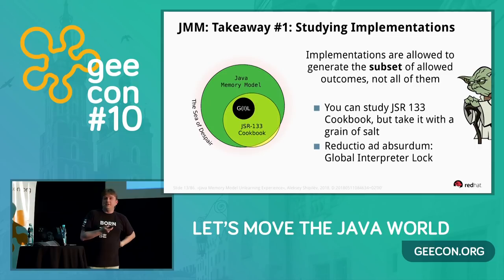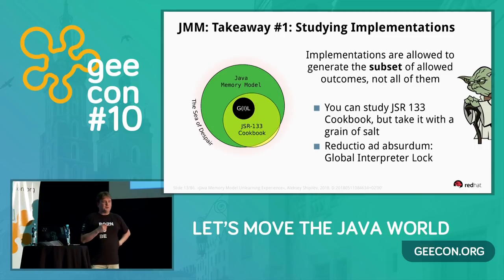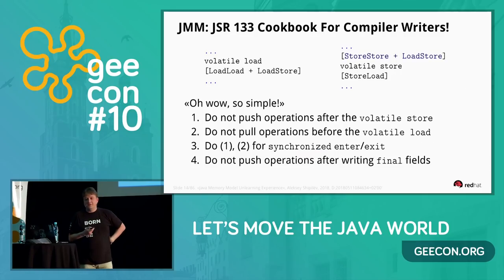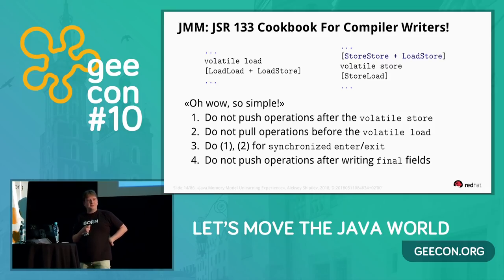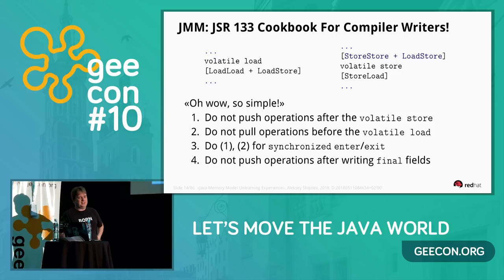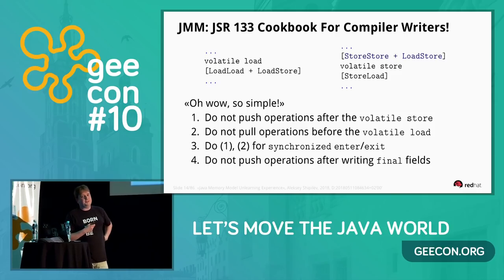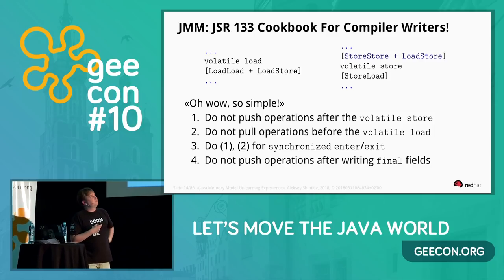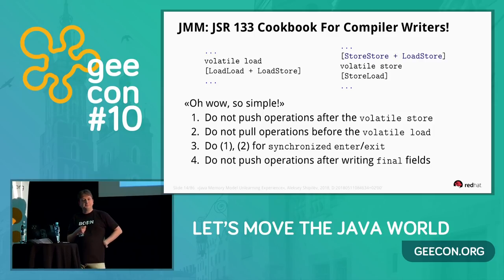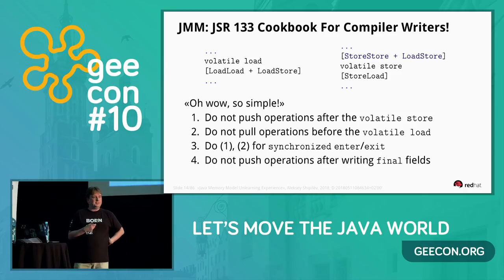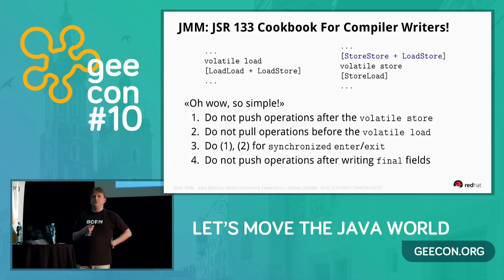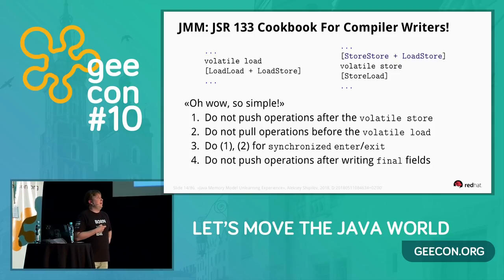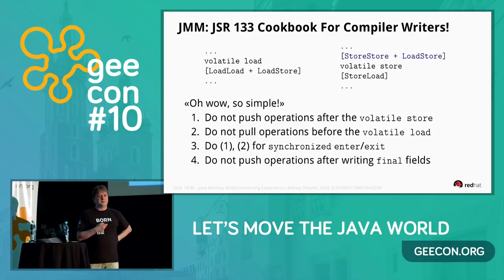So the people who are exposed to the algebraic derivations of JMM just Google stuff, and they come to the JSR 133 cookbook for compiler writers, which says, hey, if you want to have a JMM-compatible runtime, this is what you do. If you have a volatile load, you have to make sure that the operations after the volatile load are not reordered before it, so you just emit the barrier after the volatile load. You do the same thing for volatile stores. You don't reorder things that are before the volatile store to after it, so you have to put barriers before the volatile store. And since you want volatile loads and volatile stores not to reorder, you also have to have a store-load barrier somewhere there.